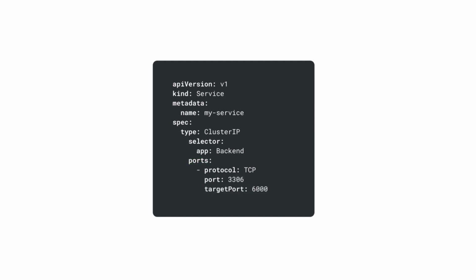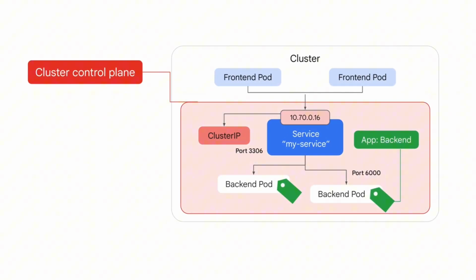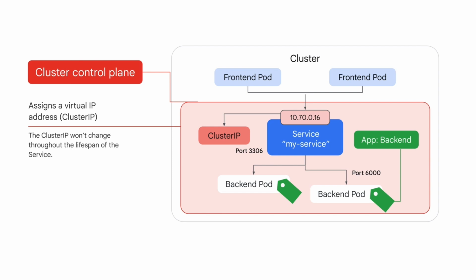By creating, loading, or applying this manifest, a cluster IP service named MyService will be created. When the service is created, the cluster control plane, which is responsible for managing the cluster's nodes and workloads, assigns a virtual IP address, also known as cluster IP, from a reserved pool of alias IP addresses in the cluster's virtual private cloud. This IP address won't change throughout the lifespan of the service. The cluster control plane selects pods to include in the service's endpoints based on the label selector on the service and the labels on the pods.